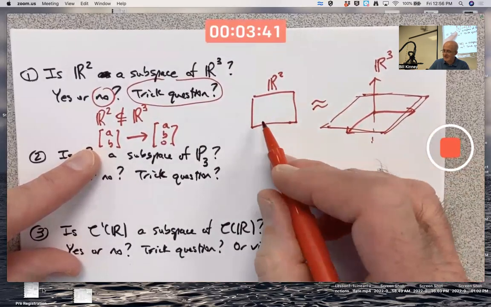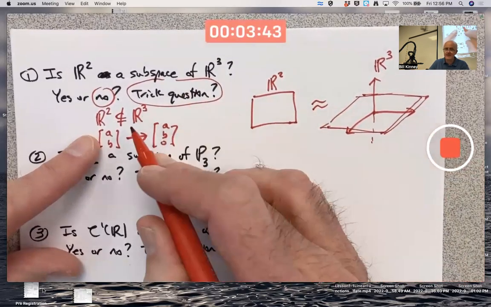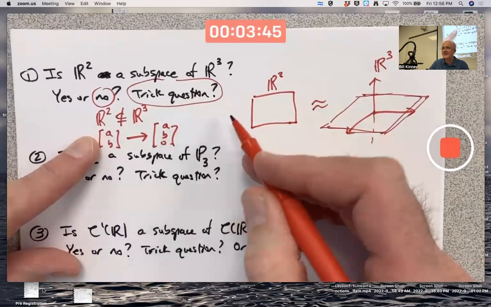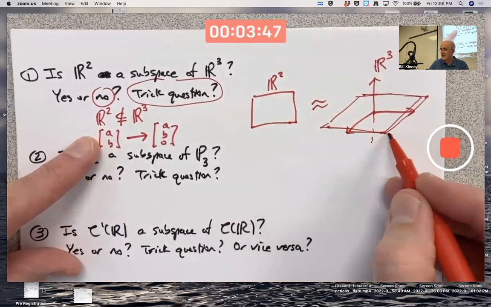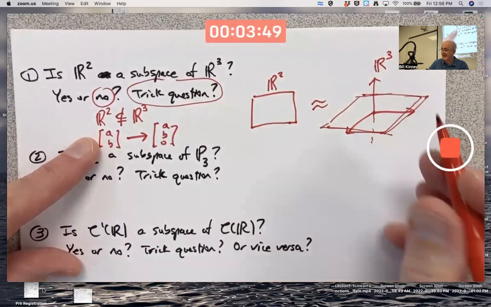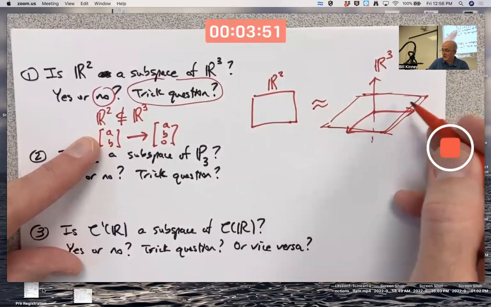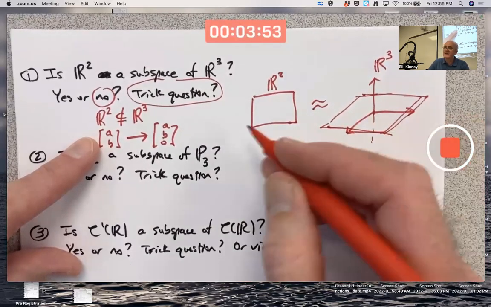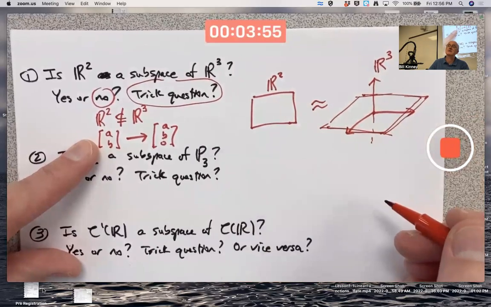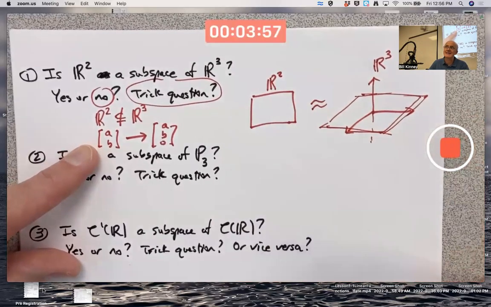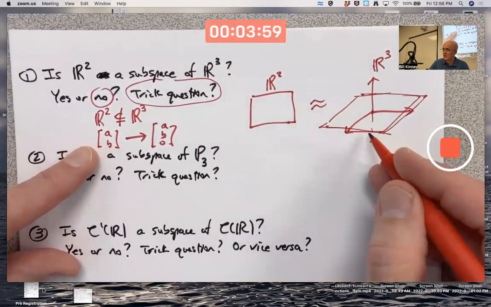So R2 is not a subspace of R3 because it's not even a subset, but it is kind of a trick question. It's isomorphic to a subspace of R3. And again, in fact, infinitely many. Any plane through the origin is isomorphic to R2. There's infinitely many choices for what it's isomorphic to sitting inside R3, but this is the most natural one to think of.